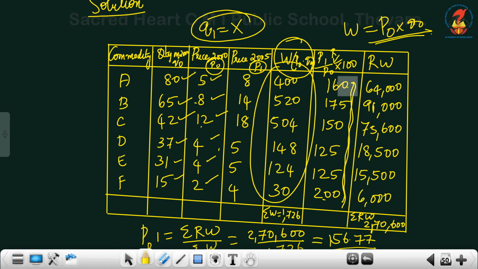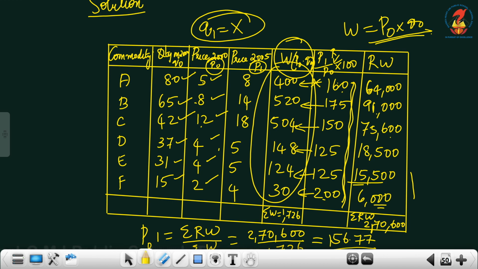Now each R value has to be multiplied with the W which we found. So when you do that, what will you get? That is 160 into 400, 170 into 520, 150 into 504, 125 into 148, that is R into W. The values of R into W are 64,000, 91,000, 75,600 and so on. 125 into 124 will give you 15,500, 200 into 30 will give you 6,000. So all these are the values.